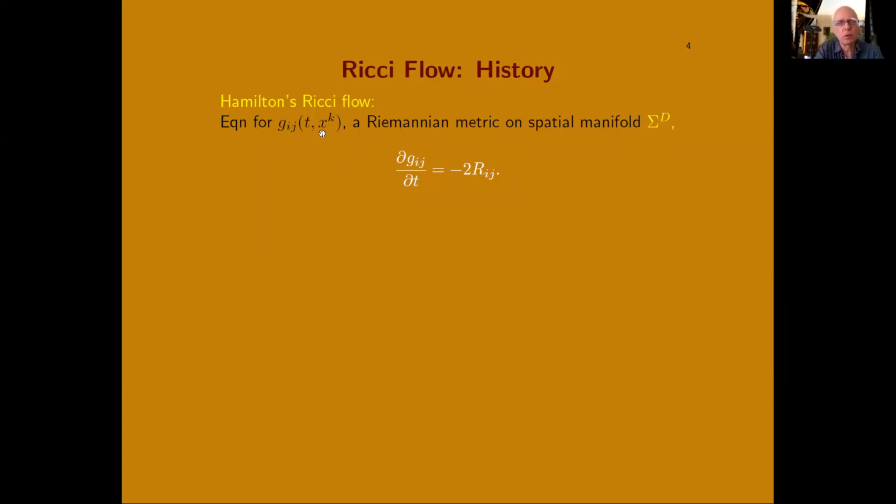So if you allow this metric on space to depend on a time dimension, you can postulate a flow equation. This is Hamilton's original flow equation. Not a very great equation. It's fascinating, but it does not have some of the nice properties that you would like. For example, the right-hand side of the equation does not follow from the variational principle.